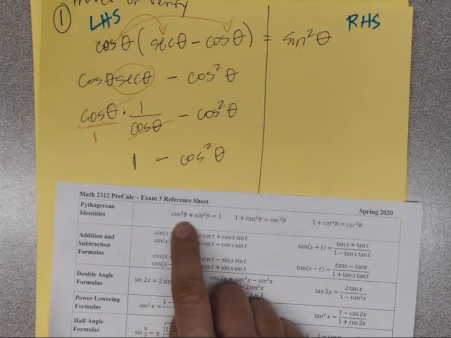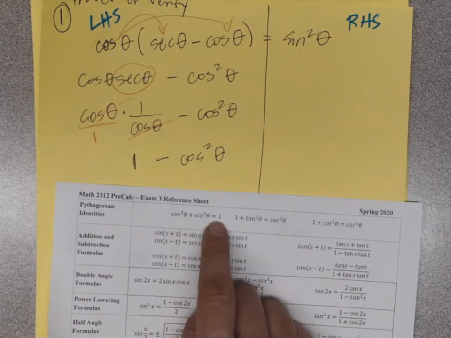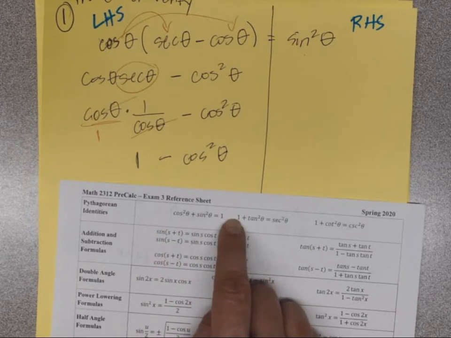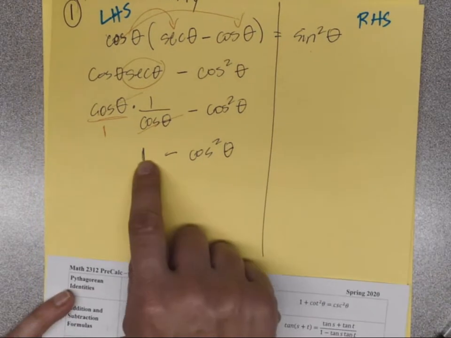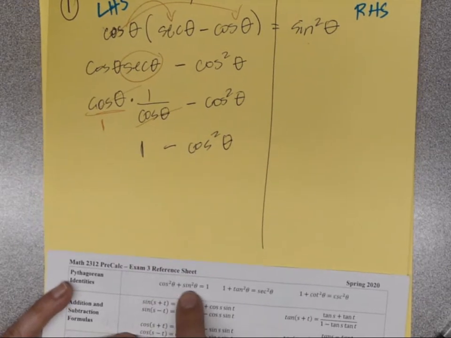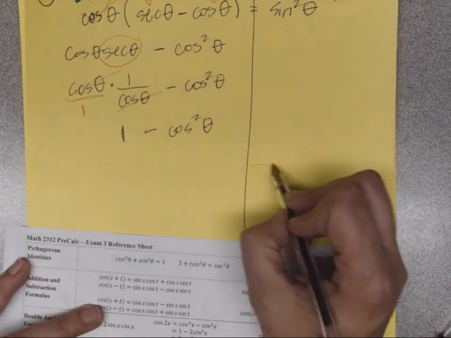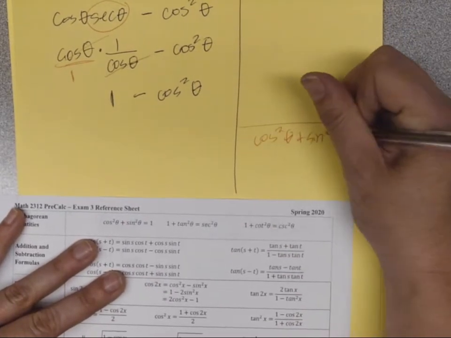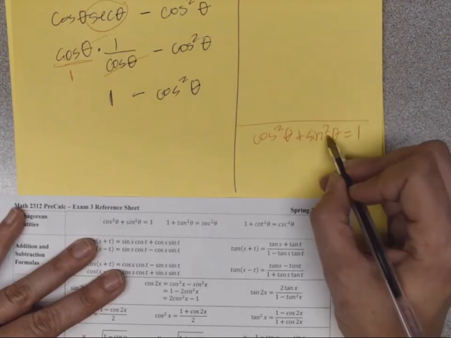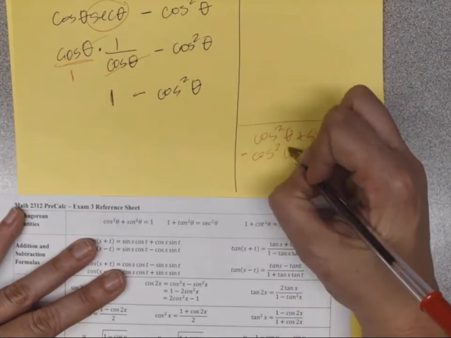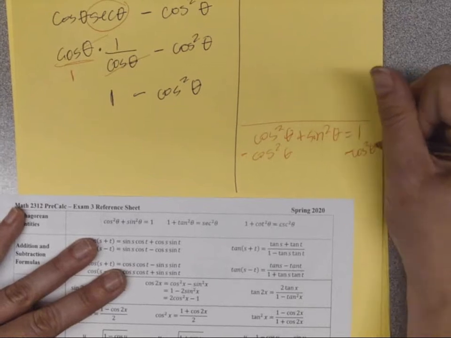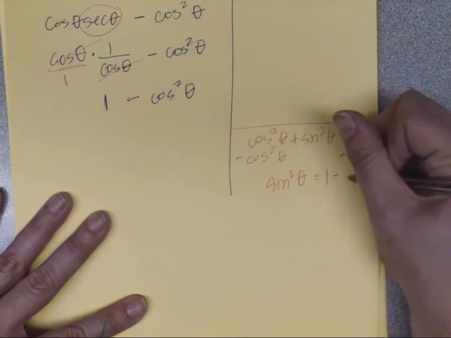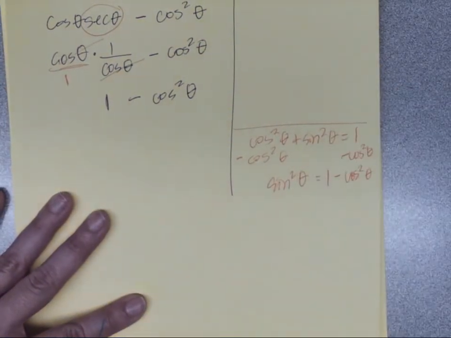This Pythagorean identity, cosine squared theta plus sine squared theta equals 1, I could solve for sine squared theta. To solve for sine squared theta, you'd subtract cosine squared theta from both sides. So this right here, 1 minus cosine squared theta, is actually equal to sine squared theta. And if you needed to go over that, again, this identity, cosine squared theta plus sine squared theta equals 1. If I solved for sine squared theta, I'd subtract cosine squared theta from both sides, and I would be left with sine squared theta equals 1 minus cosine squared theta.